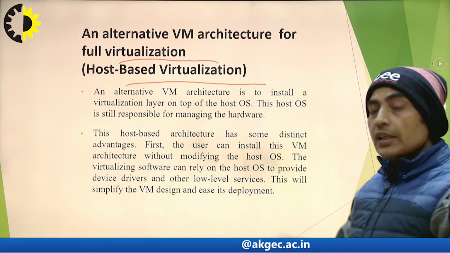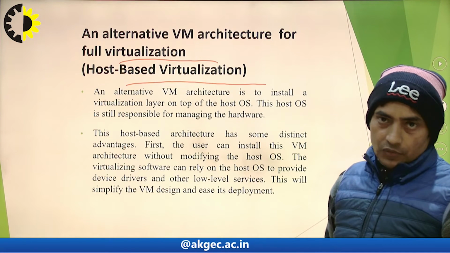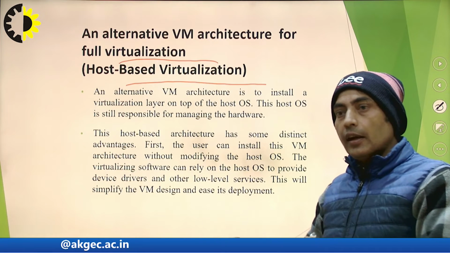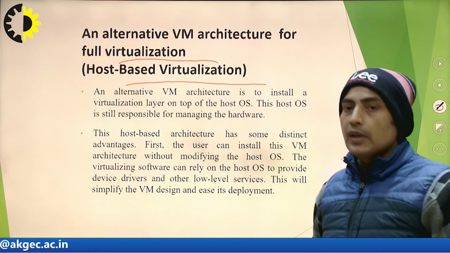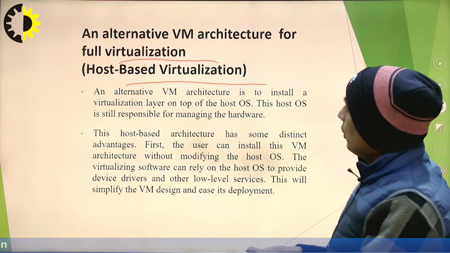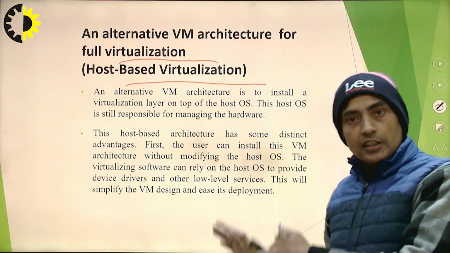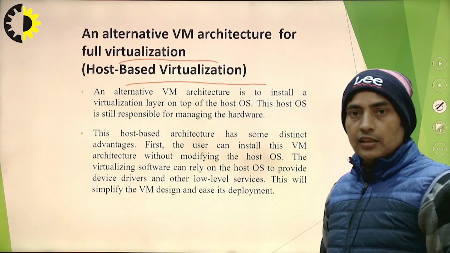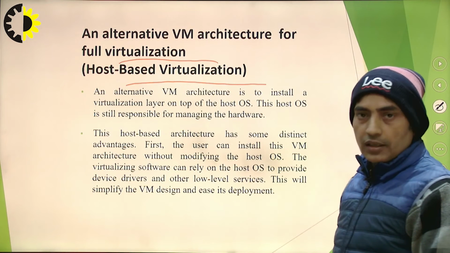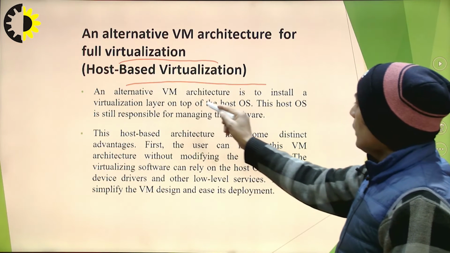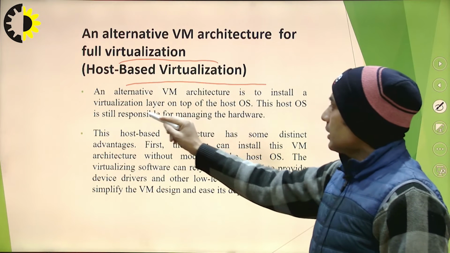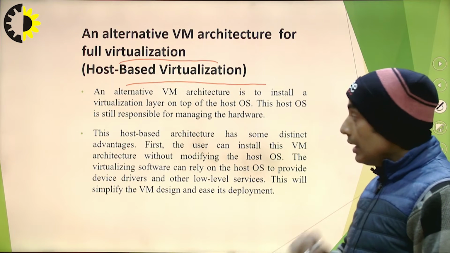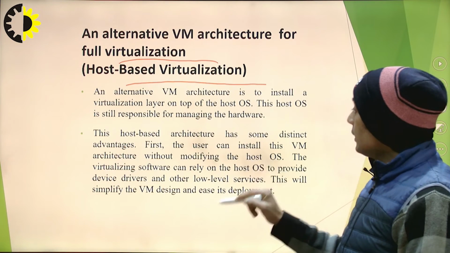So this full virtualization can be generated on both architectures. You can create this technique on the native bare metal architecture, as well as on the host based architecture. When you implement this on host based architecture, that is known as host based virtualization. So an alternative VM architecture is to install a virtualization layer on top of the host operating system. This host operating system is still responsible for managing the hardware.